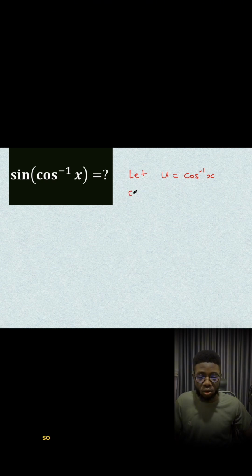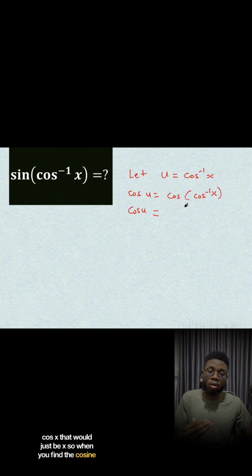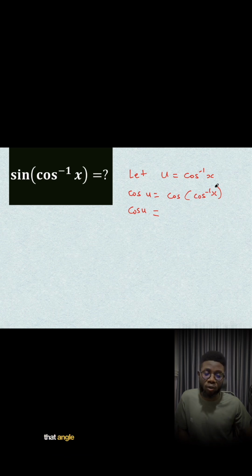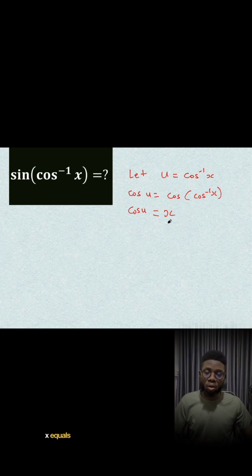Now, the next thing you do is take the cosine of both sides. So that is cosine of u equals cosine of arc cos x. The reason why I took the cosine of both sides is because cosine can easily get rid of the arc cos here. That will just be x. When you find the cosine of arc cos of any number, it is going to be that number itself. So x equals cos u.